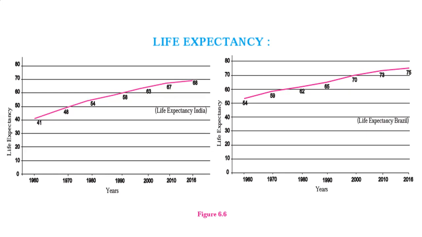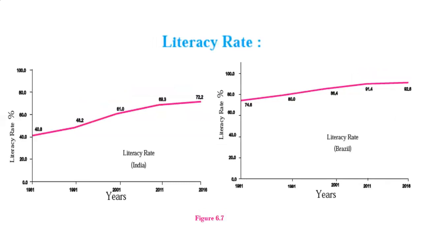The last characteristic that we will be comparing is the literacy rate of both the countries, that is India and Brazil, through this line graph. What is literacy rate? Literacy rate is the number of people who are literate in the given population. Brazil's literacy rate was always much higher than that of India.